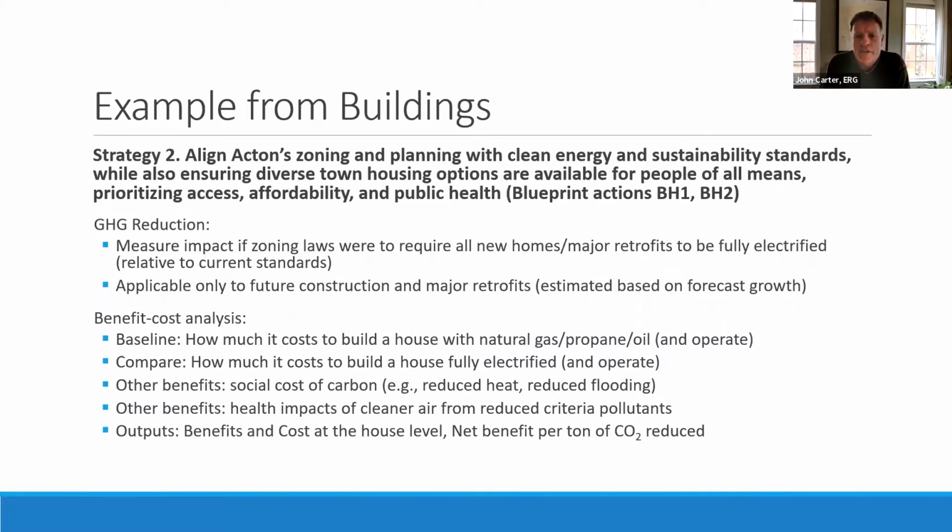Here's one example. Strategy 2 is aligning Acton's zoning and planning with clean energy and sustainability standards. So this is primarily in regard to new buildings or future buildings that may be constructed over the next 8, 10, 20 years in Acton. And the effect of this strategy, and the increased zoning or sustainability standards that might be applied to those new buildings, is really what we're going to be measuring in terms of their greenhouse gas reduction potential. So again, as pertaining to new construction or major retrofits that happen in the future. There will be other strategies that focus on the existing building stock. And this is just an example of how we're going to analyze this one particular strategy, which includes a couple of different actions from the blueprint document.